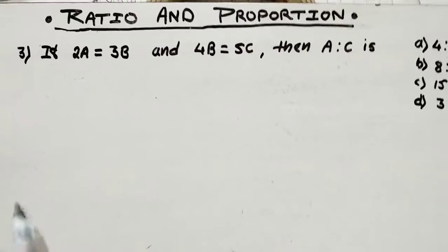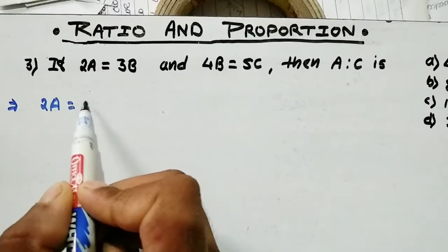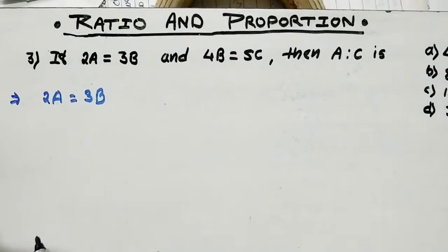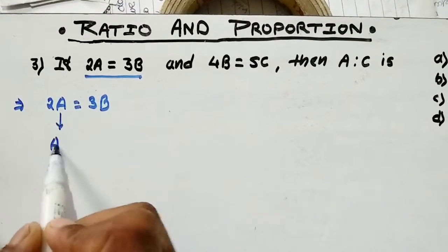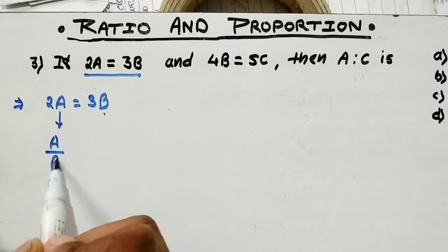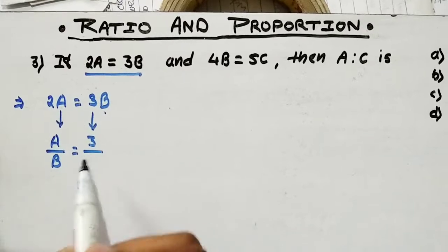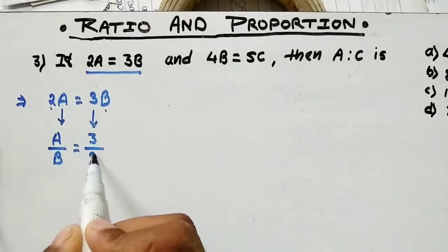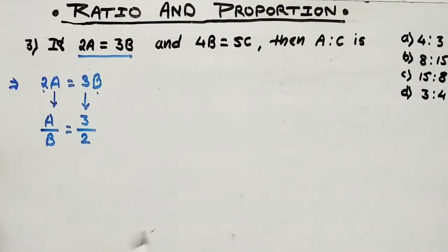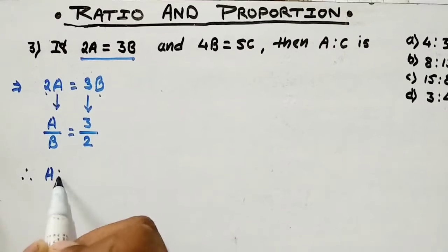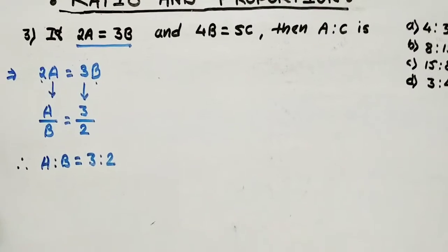So how will we solve? Firstly, compare the first 2 terms. So A as it is, B moves to the left side, that is A divided by B, and 3 as it is and 2 moves to the right side, then we consider it as the denominator. So I can write here A is to B is equal to 3 is to 2. Clear?